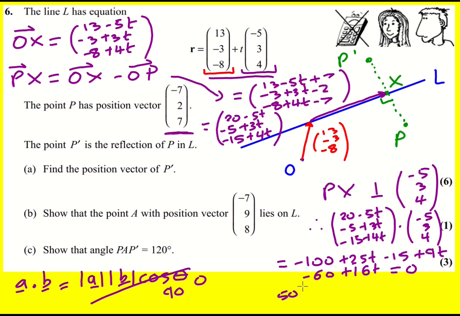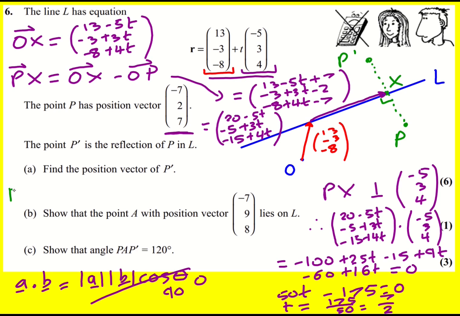This means that 50t, when I add all the t's up, minus 175 is going to equal 0. So t is equal to 175 over 50. I can divide through by 25. That's going to be the best choice. I get 7 over 2.